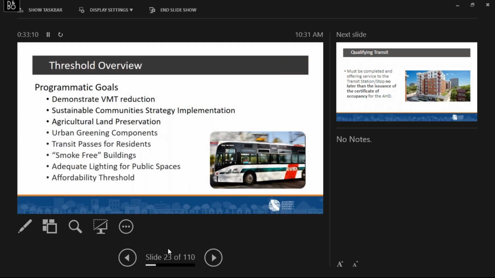And then we have a number of thresholds that cover our programmatic goals. So as was stated earlier, demonstrating a reduction in vehicle miles traveled, implementing your sustainable community strategy for your region, so working with your MPO to demonstrate that you are helping to implement that vision. Ensuring preservation of agricultural land, so not building on agricultural land, including 2 urban greening components, providing transit passes for residents of affordable units. Buildings must be smoke-free. There has to be adequate lighting for public spaces, and we do have an affordability threshold as well.